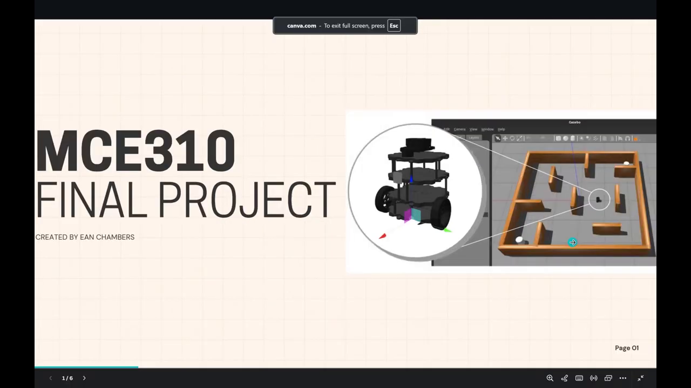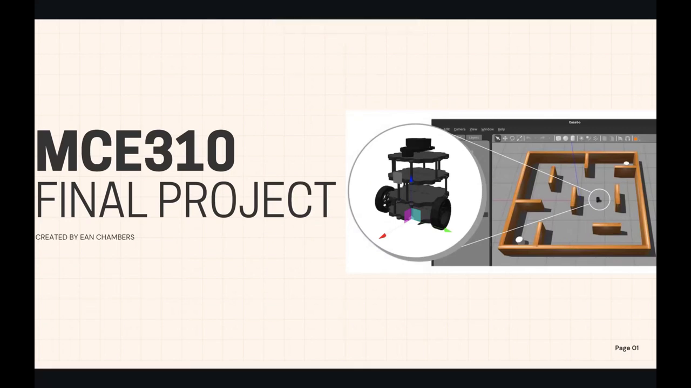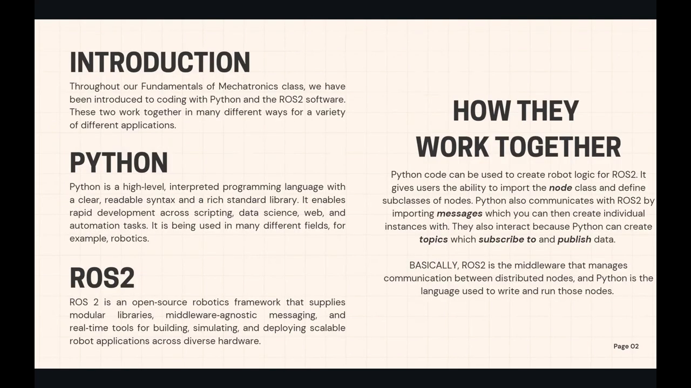So, hello, everyone again. My name is Ian Chambers. I'm currently a junior mechatronic engineering student at Vaughn College in Queens, New York. This final project is for my fundamentals of mechatronics class, where I've learned a lot about coding with Python, as well as the ROS2 operating system for simulating robotics physics. Just a little bit of introduction before my final.